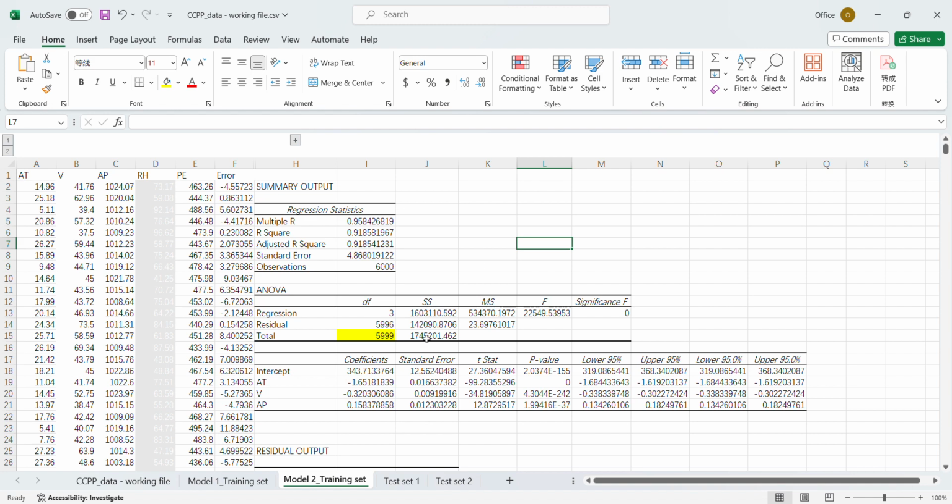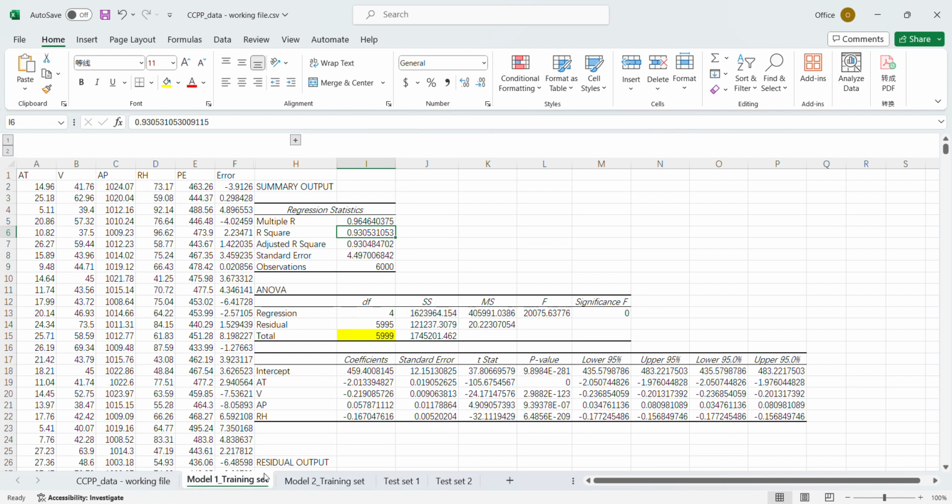While in Model 2, I run the model with three inputs: temperature, vacuum, and pressure. I didn't include the humidity. And as you can see here, the R square is around 0.918, which means the model still can explain the output, but it explains less compared to Model 1. So in that regard, Model 1 is better.